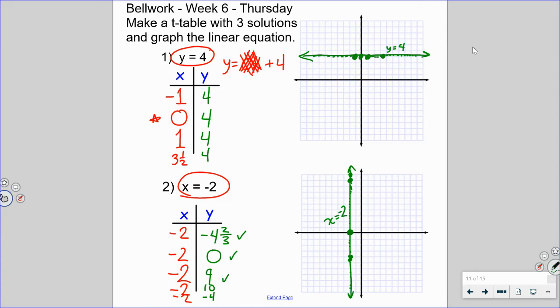Now usually, folks, we'd have something different, right? We'd actually have to multiply the input by some coefficient, and maybe or maybe not have some addition or subtraction to do at the end. But I wanted to show you these two examples, when there is no x in the equation and when there is no y in the equation, so you can get a brief glimpse of what those will look like.